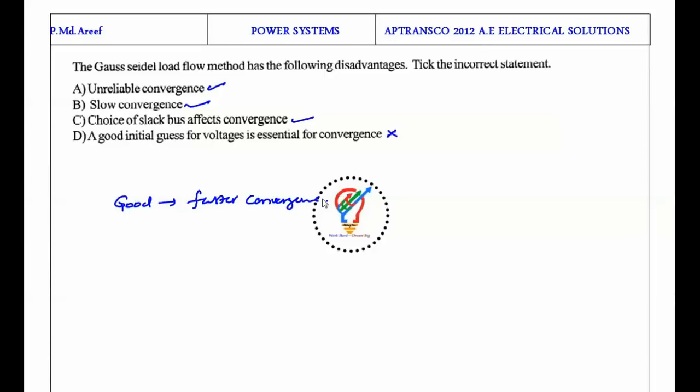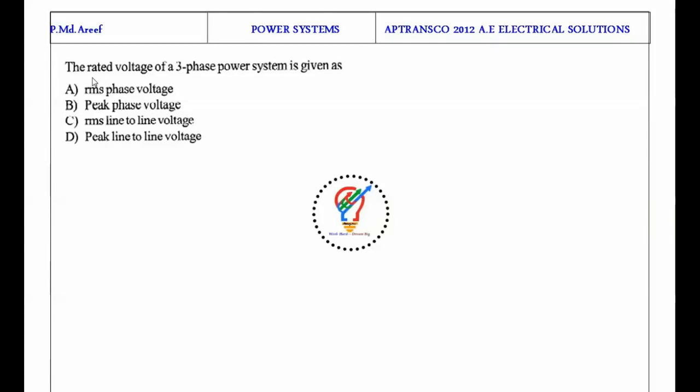Okay, so next question. The rating voltage of a three-phase power system: P is equal to root 3 times VL into IL. This line to line voltage is the RMS line to line voltage. So the answer is RMS line to line voltage for three-phase power here.